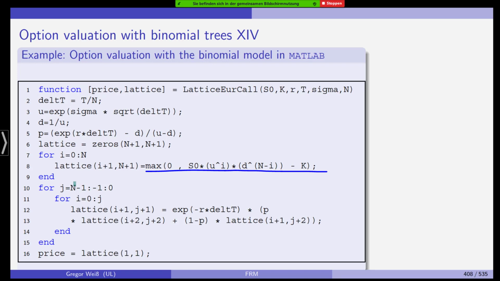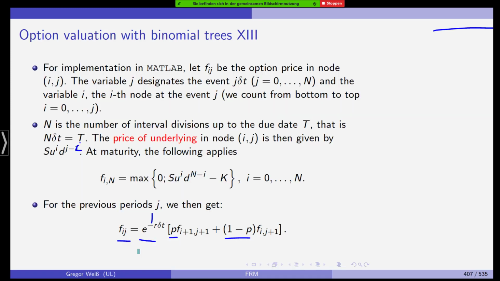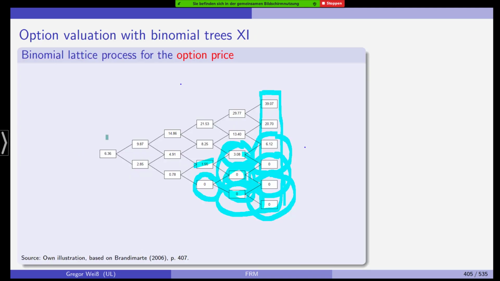From right to left and bottom to top, lattice I plus 1, j plus 1 is the discounted expected value of the two previous values. And the price of the option then, of course, is lattice 1, 1. That is this one here. That is lattice 1, 1. First column, first line.